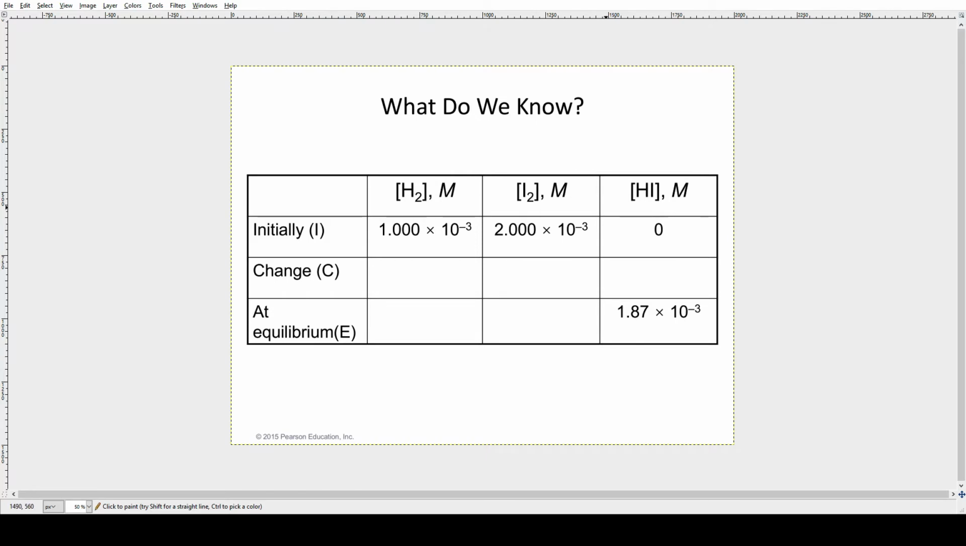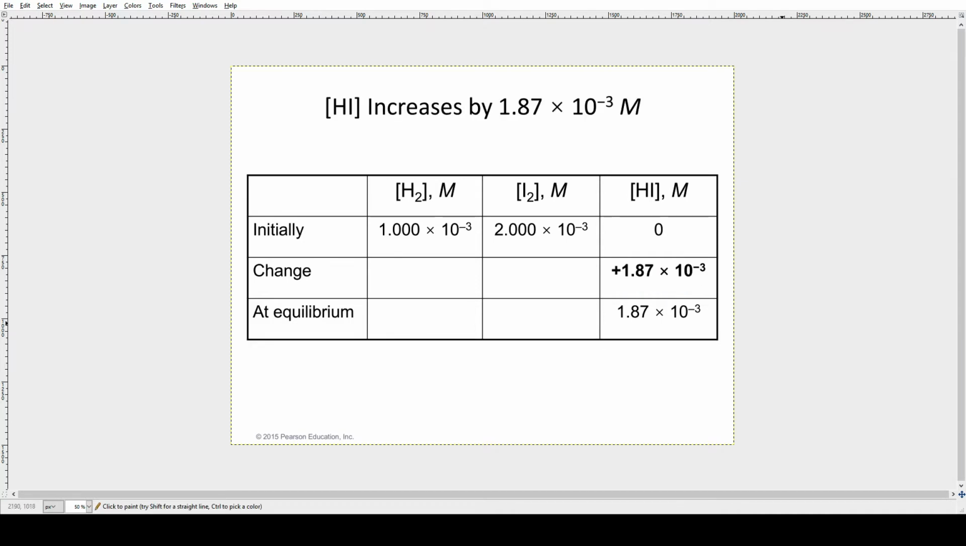Now, what we need to do next is figure out what goes right here. We know in order to go from 0 to 1.87 times 10 to the negative third, you have to add 1.87 times 10 to the negative third molarity. In order to figure out what goes in these boxes, however, you really need your balanced equation. So it would be H2 plus I2, it's reversible, reacts to form HI, and to balance it, this goes here. Okay, so in order to figure these numbers out, you use a mole ratio.